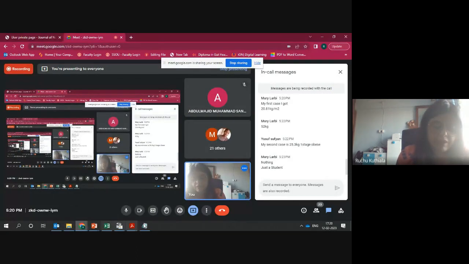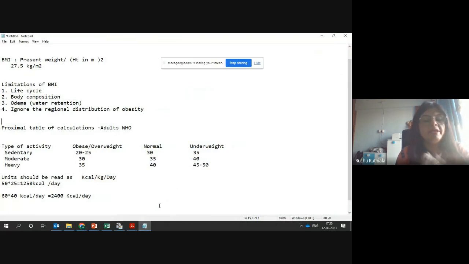Okay, fine. So if they are sedentary, means no exercises, as Mari said, but falling under the normal category. So under sedentary, if you see over here, what is the factor in normal? 30. That means here 52, which is the ideal body weight, would be multiplied with 30 factor. And the answer would be 1560. That is the kilocalorie requirement per day. Just a simple multiplication I have done.